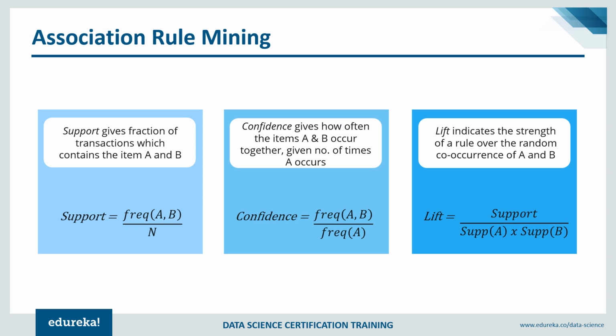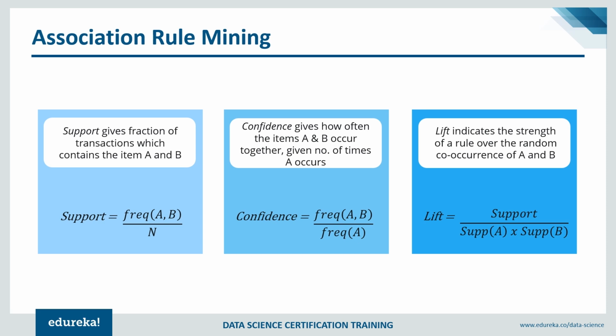So what we do is use support, confidence, and lift. These are three common measures to look at in association rule mining and know exactly how good a rule is. First of all, we have support. Support gives the fraction of the transactions which contain items A and B. So it's basically the frequency of the item in the whole item set.